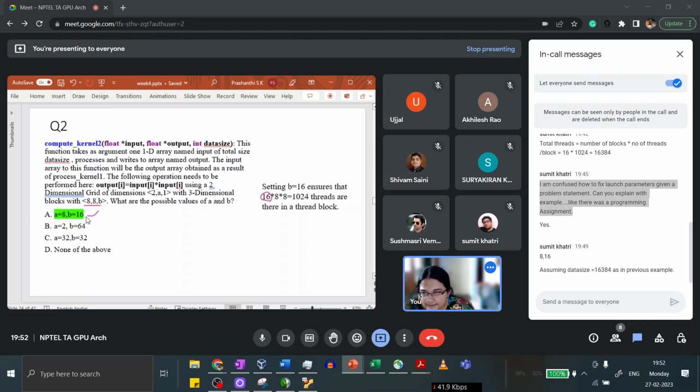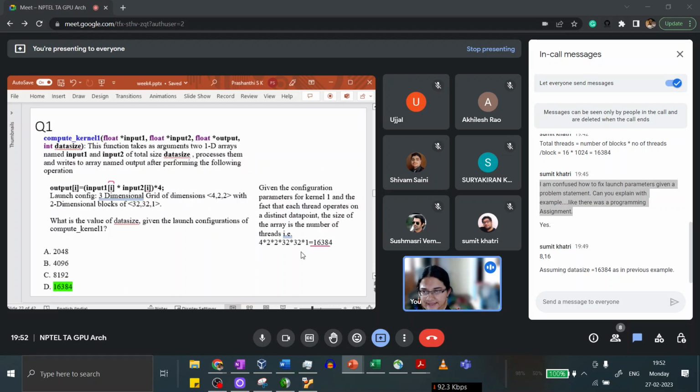So that's where, if you had two options with B, then the other thing you would need to do is to verify whether the product of these two comes out to be 16384. As we saw in the previous example, we are always assuming that one thread operates on one distinct data point, right? Unless we specifically mention in a question that it's different, that assumption is going to hold. So now, given that assumption, you know that the size is equivalent to the number of threads.